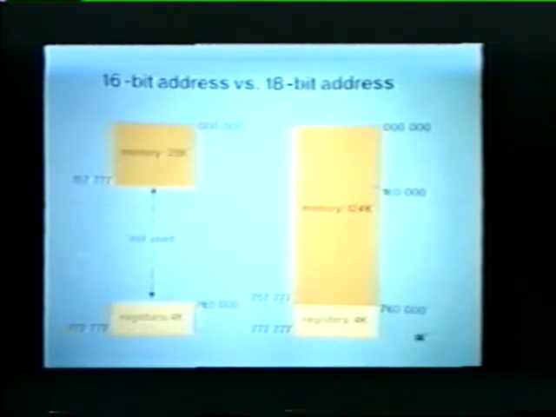One final point. Note that our register addresses are always located in the last 4K of the address space. Because of this arrangement, we can add memory management hardware to an existing PDP-11 system without having to modify our register addresses.